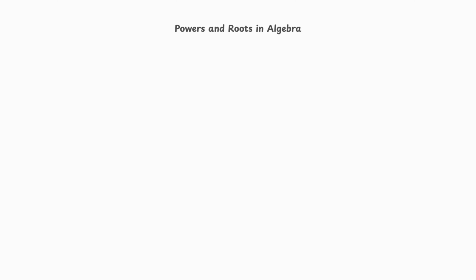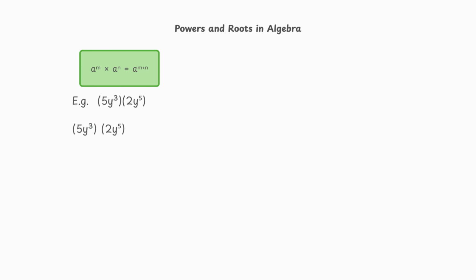Now, let's apply the laws of indices to two different examples. We are multiplying 5y cubed by 2y to the power of 5. Because both terms contain the same base, y, we can use the multiplication rule for indices. When powers with the same base are multiplied, we add the indices. So, y cubed multiplied by y to the power of 5 becomes y to the power of 8. Next, multiply the numbers in front. 5 multiplied by 2 equals 10. Therefore, 5y cubed multiplied by 2y to the power of 5 equals 10y to the power of 8. Notice that the numbers are multiplied normally, while the indices are added because the base is the same.